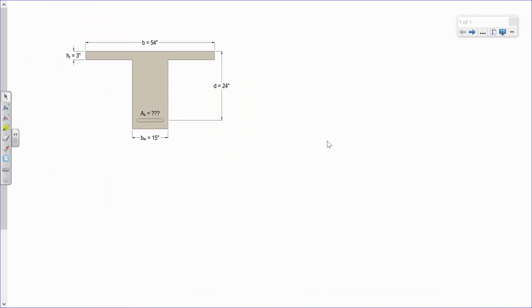Okay, so here's example 10B. First off, we know for this example that the fc prime, this one's different, is 3 ksi, and the fy is 60 ksi.